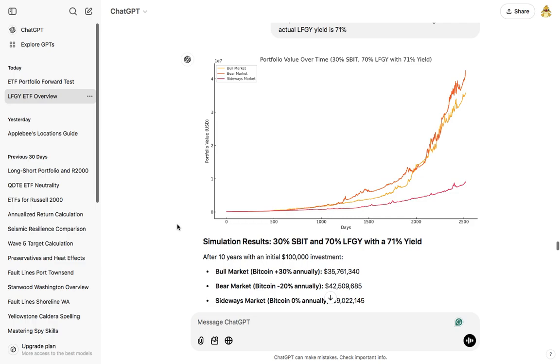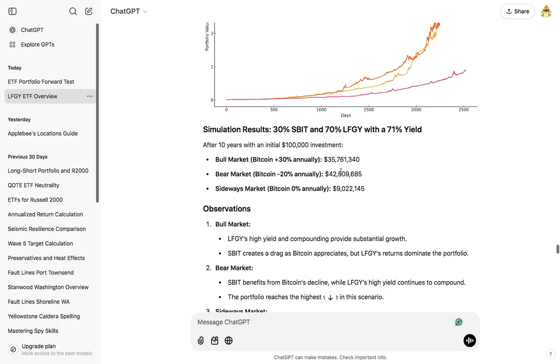It was going to do well in a sideways market, and it was going to do well in a bull market. I thought that was kind of incredible, and I thought that was kind of incorrect, that it would be substantially doing well during a bear market. I thought it was possible because of all the premiums from LFGY and the performance of SBIT having its leverage, but I didn't think it would be that good.